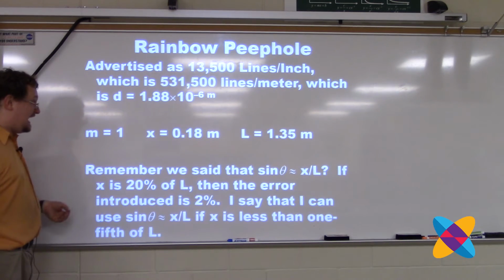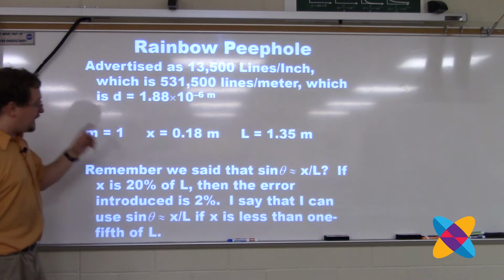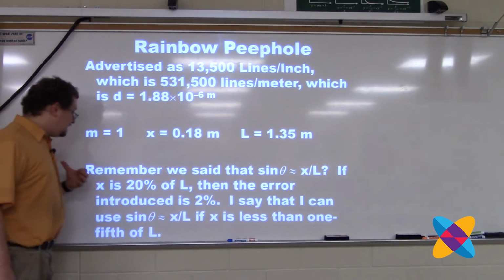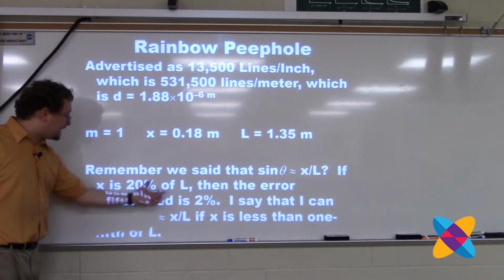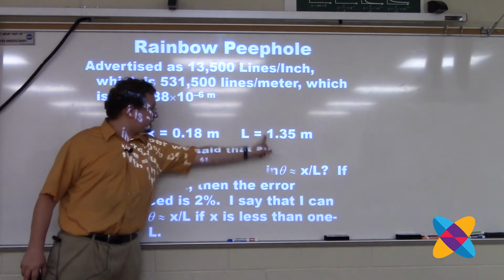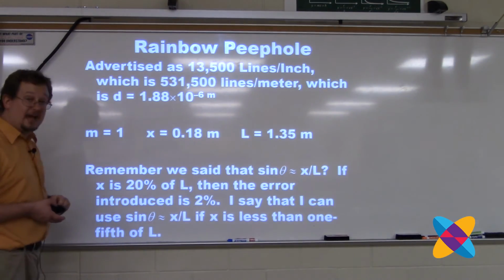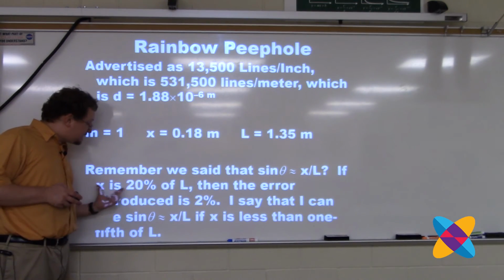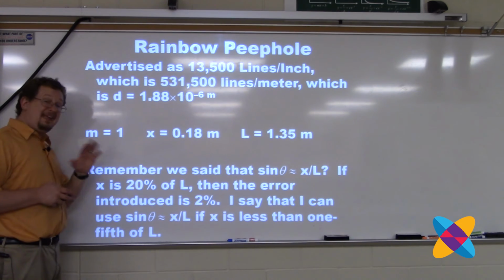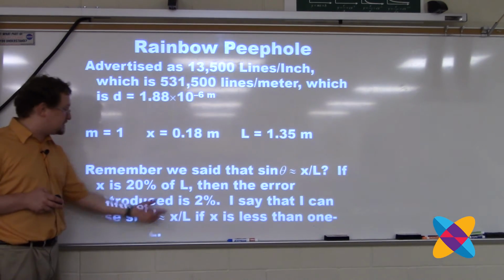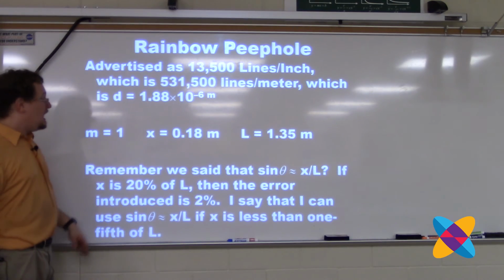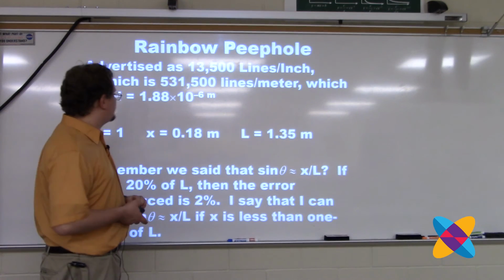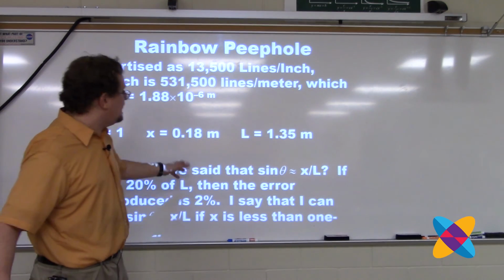And so what I said is, can you replace sine theta with x over L? Well, yeah, if x is only 20% or less of L, which it is, I can use sine theta is x over L. Incidentally, if x is only 20% of L, then the error that you introduce with this approximation is only 2%. That's not bad. I can use it because x is less than 1/5 of L. So let's actually do this rainbow peephole experiment. Let me show you what it's like to get these numbers.